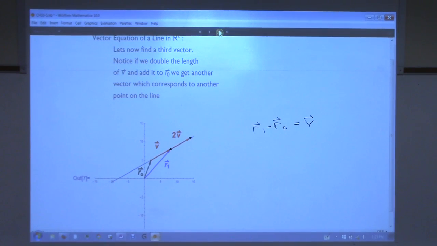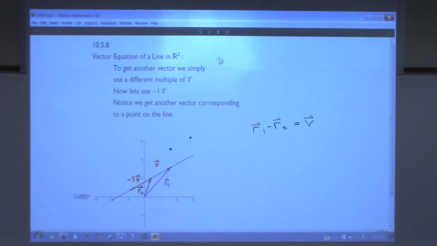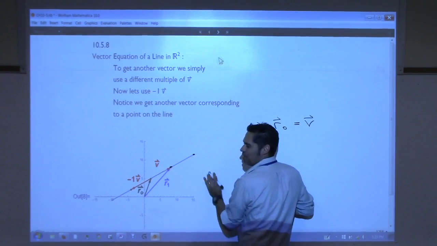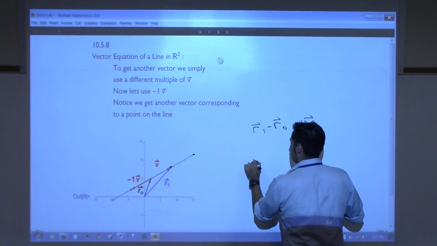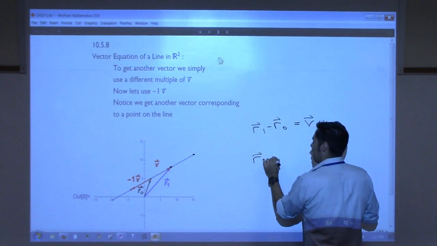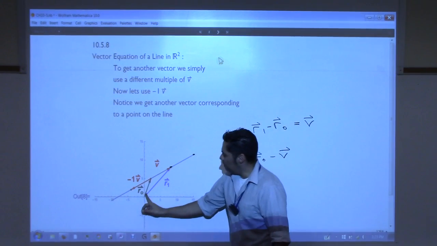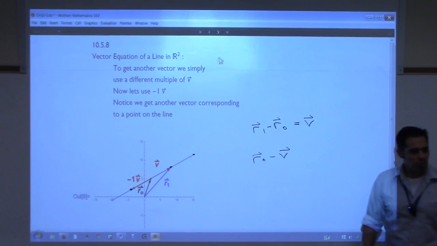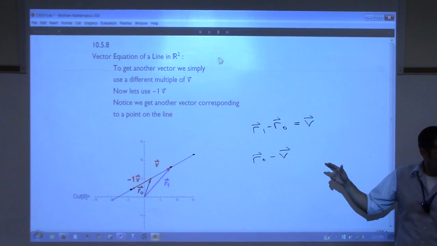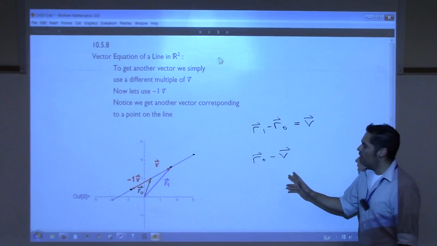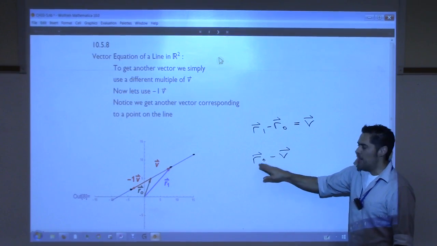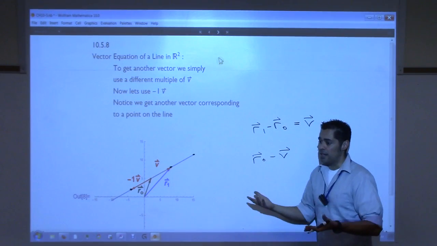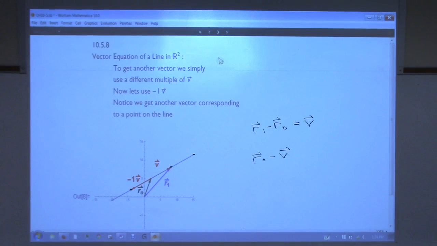How could you create another one? I could go negative v, right? There. So I had this one over here, right? If I did instead r naught minus v, then that would have been r naught, do the opposite direction. You're down here, you have another point. So now I have 3 points, right? This is working pretty good to get all these points, isn't it? It looks like all I'm doing is taking r naught and adding to it what? Multiples of v, right? Multiples of v.